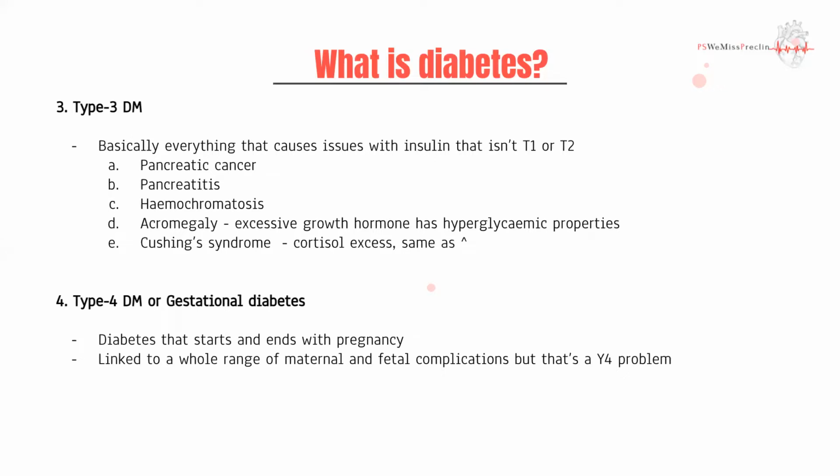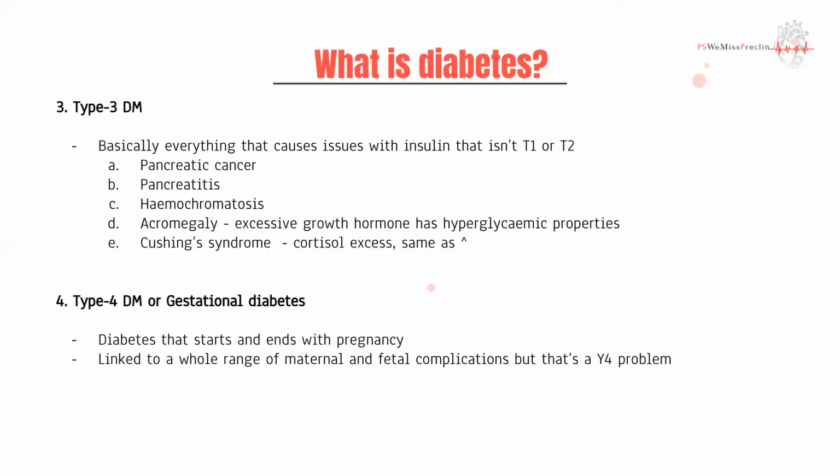So this is things that cause issues with insulin production that aren't either a resistance or an absolute deficiency. So pancreatic cancer, pancreatitis, hemochromatosis, acromegaly, and Cushing's syndrome all cause hyperglycemia. So the first two cause hyperglycemia by interfering with insulin production and secretion, both on a microscopic level as well as structurally.